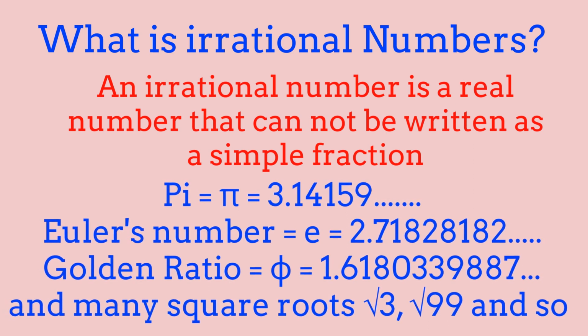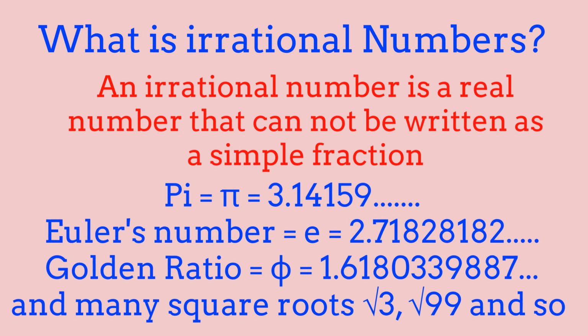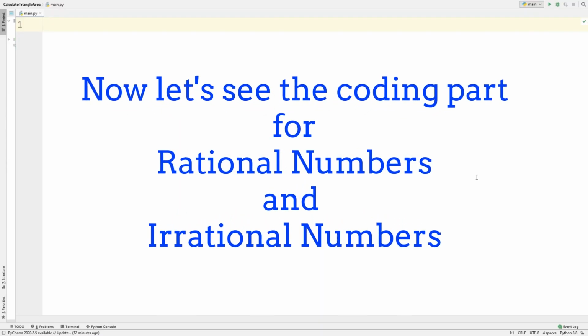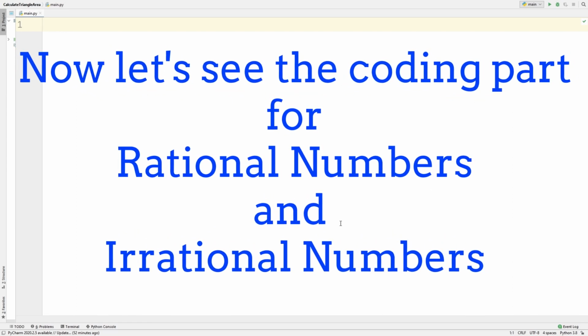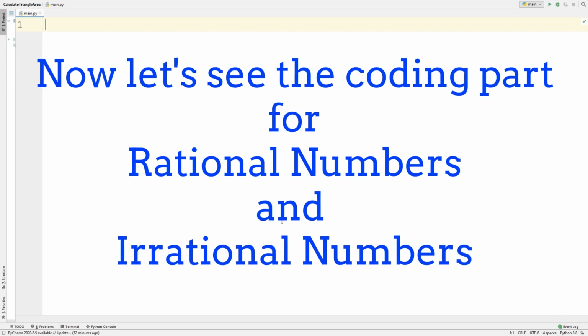So now that we know what irrational numbers and rational numbers are, and we know examples of them, now let's move on to our coding part where we're going to be looking at some Python programs to find out irrational numbers and rational numbers. So I have a few different codes for both irrational numbers and rational numbers, but we're first going to start with rational numbers and coding in Python.